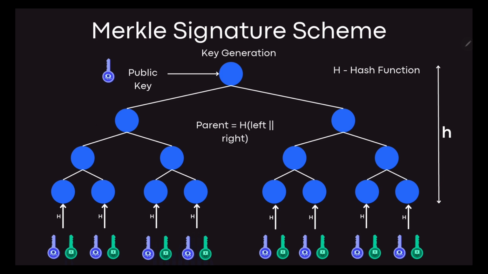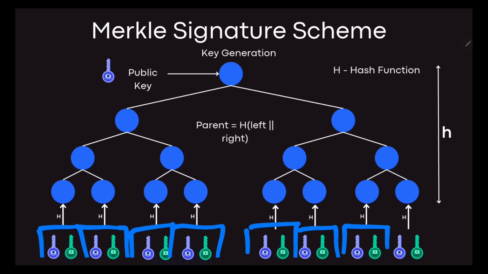This is the Merkle signature scheme. As we discussed in the previous slide, the public key and the private key come into picture at the same time. So here we have 8 sets of public and private keys. These 8 leaf nodes are settled after applying the hash function on the public key as well as the private key.